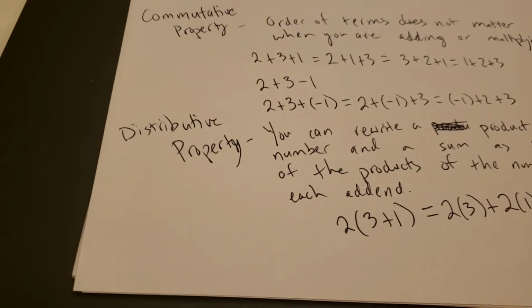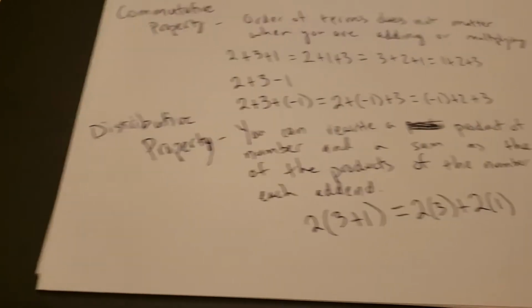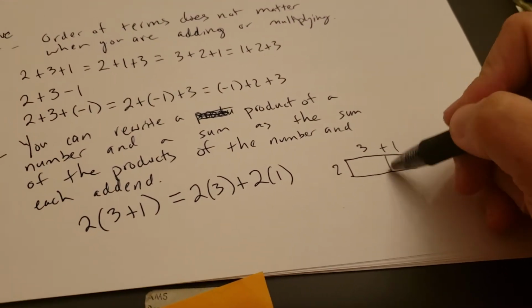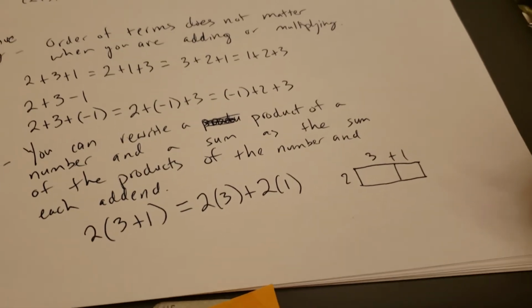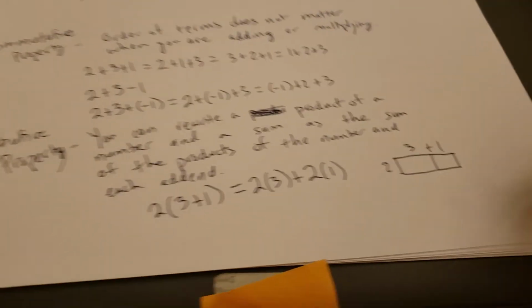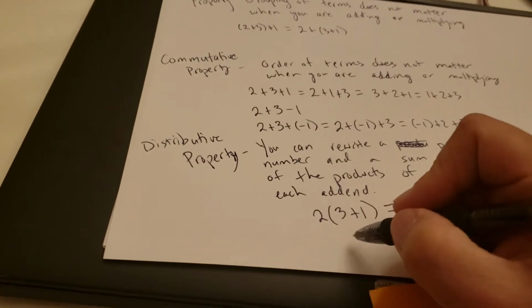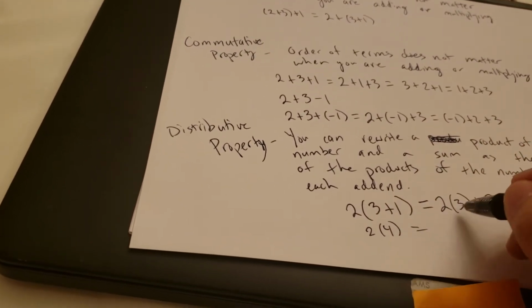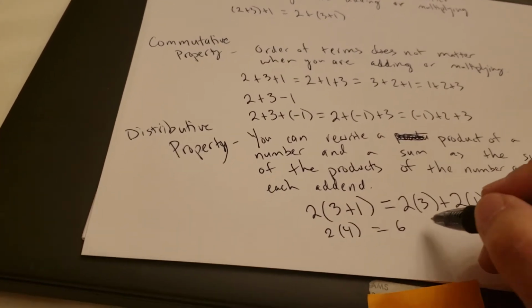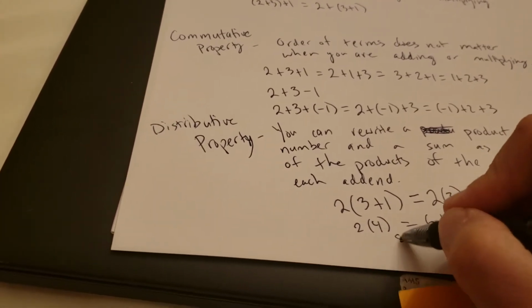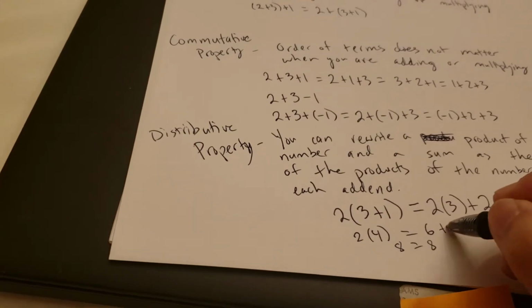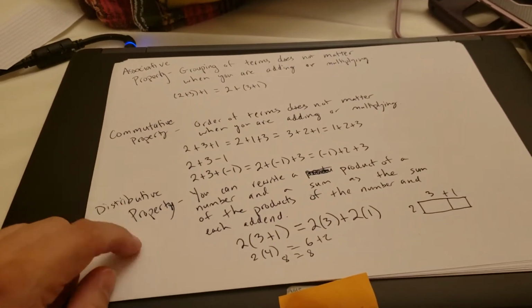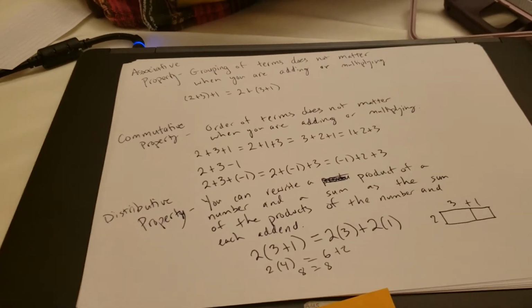Let me write it down because I do have the camera over there. I could do 2 times the 4, or I could do 2 times 3 and 2 times 1. Either way, I'm going to wind up with 8. So this is 2 times 4. And this is, say, 2 times 3 is 6. 2 times 1 is 2. 8 equals 8. It's true.